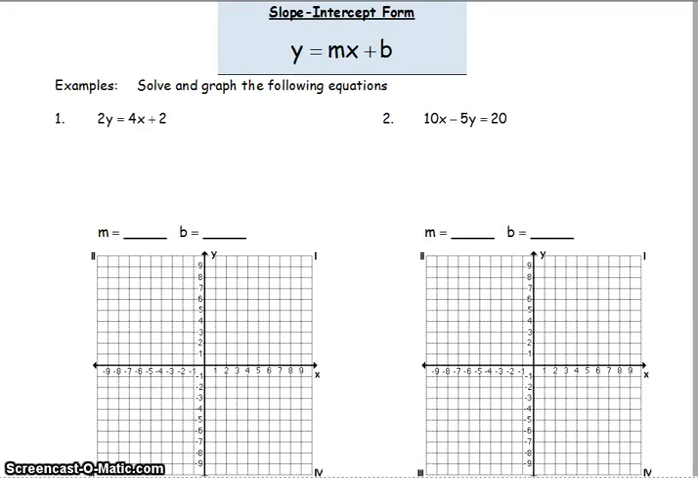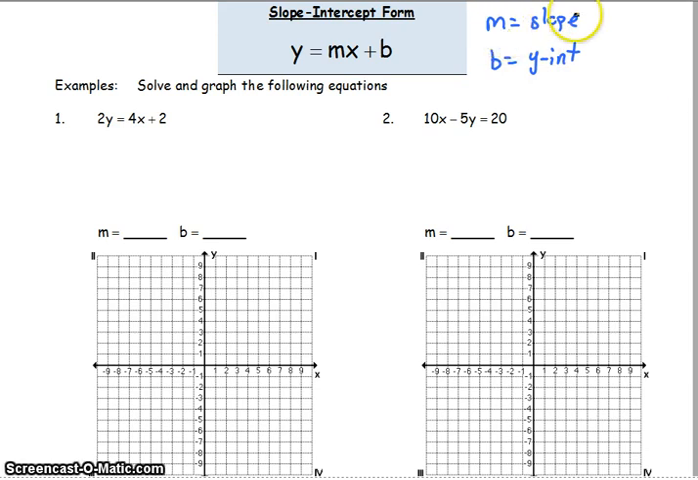Okay, the only difference between what we're doing today and what we did yesterday is that our equation's not going to start in slope-intercept form. Remember, slope-intercept form is y equals mx plus b. M is your slope, and b is your y-intercept.